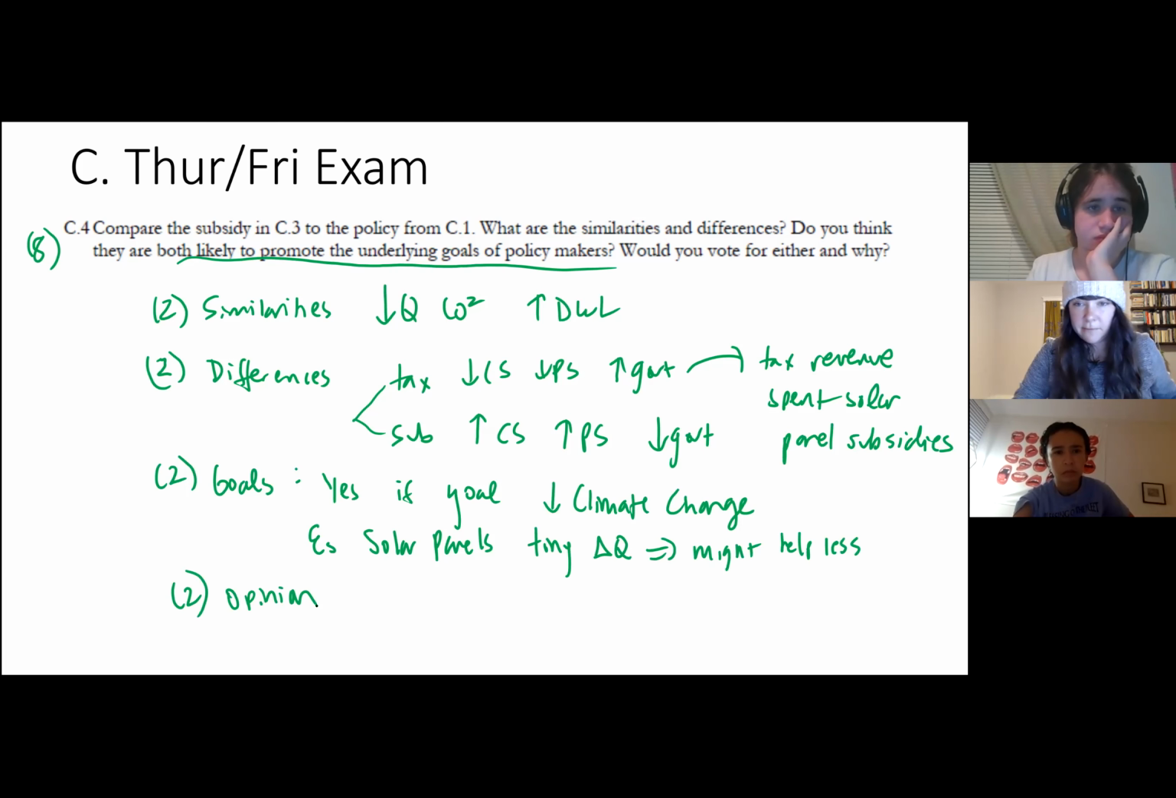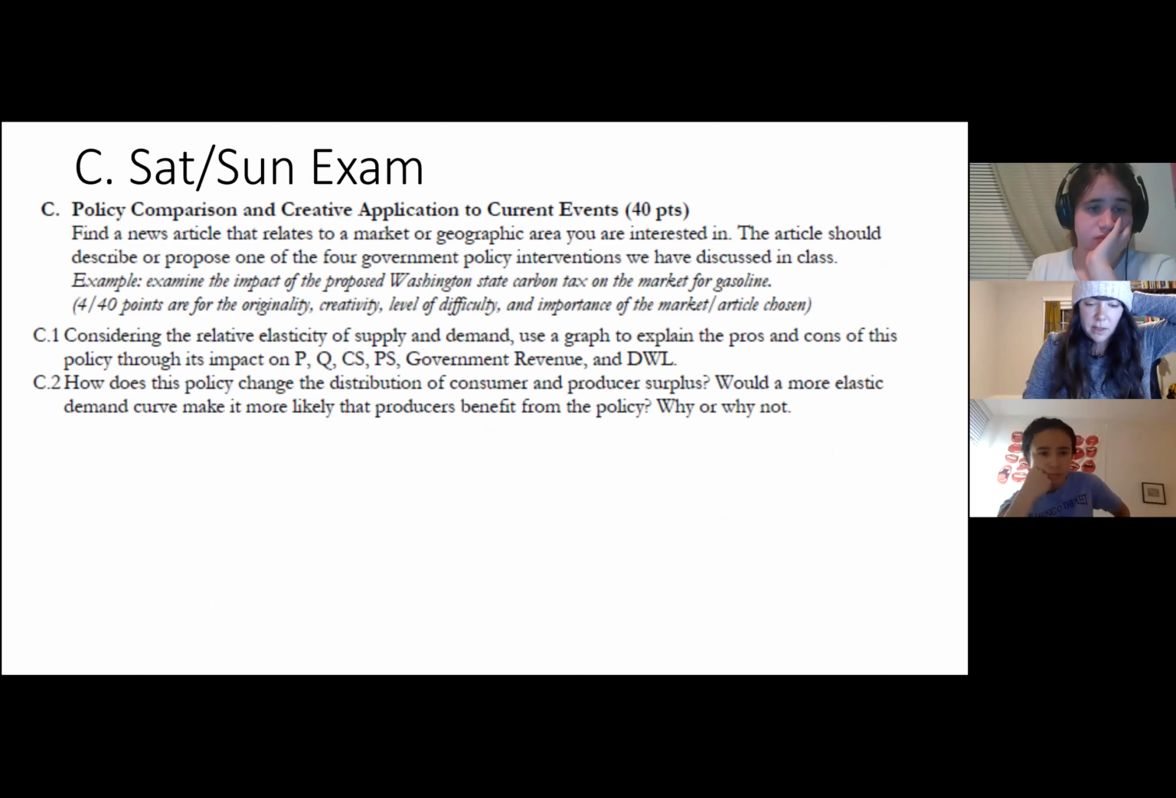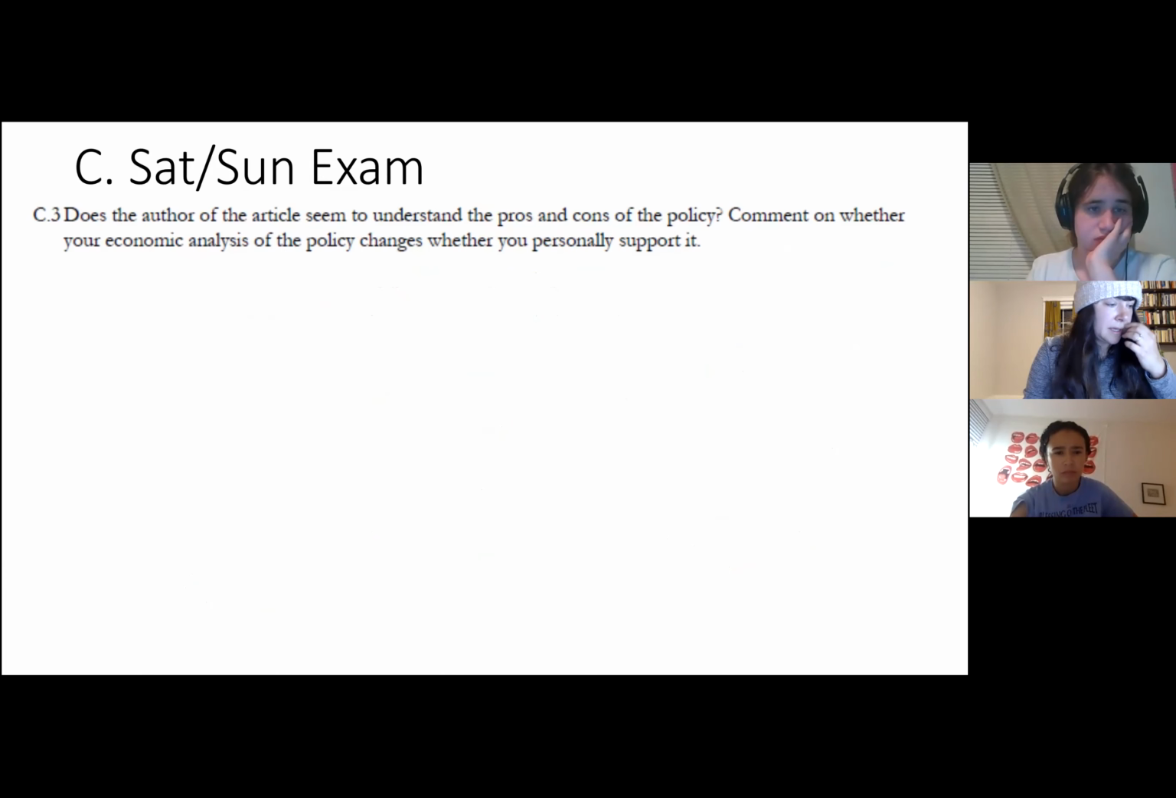Questions about that? What I'm looking for when you weigh things? So the Saturday, Sunday exam was exactly the same, right? In C1 and C2, you had to find an article of one of the 4 policies. The 4 policies are tax, subsidy, price ceiling, price floor. And so the carbon tax is my example of that. The point value was exactly the same as well. The only thing that was different was C3.